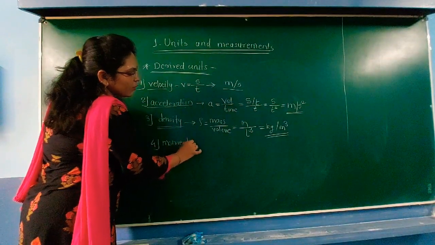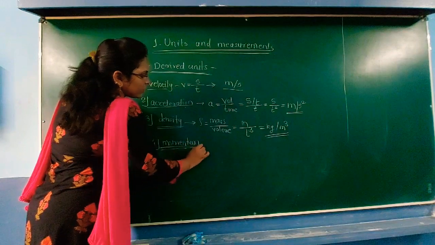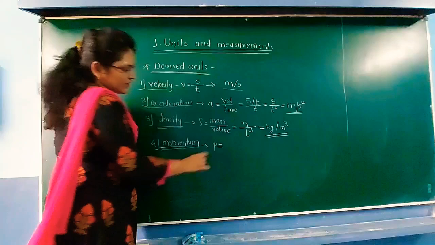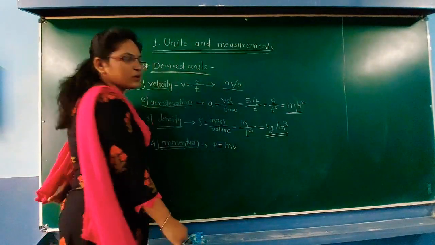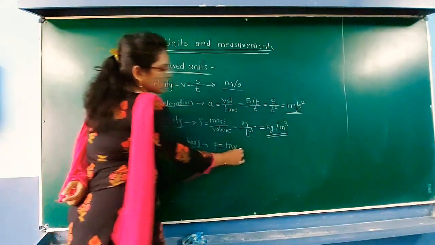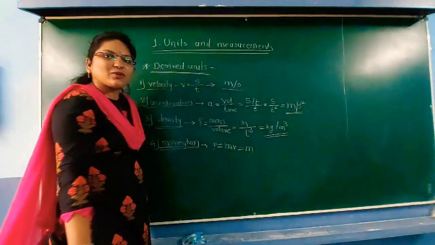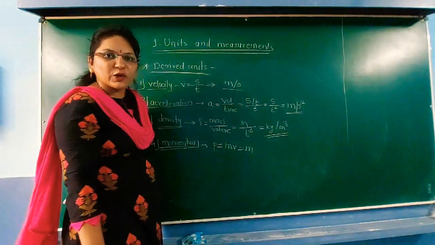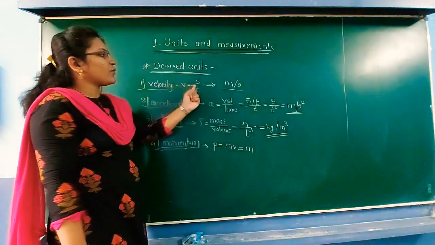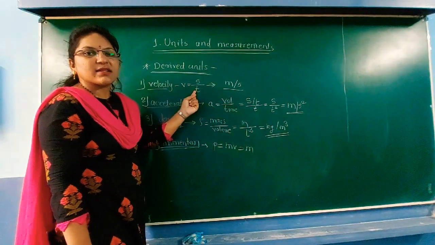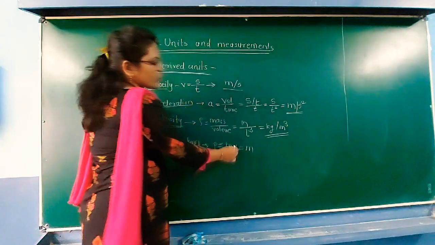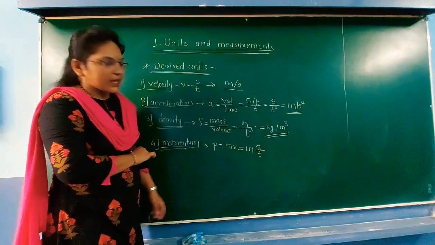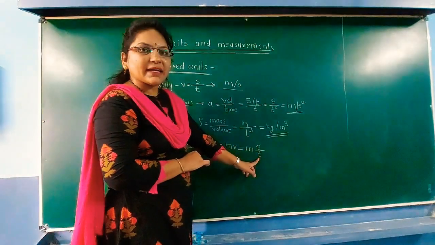Now next quantity we will see here: velocity, acceleration, density. Next is momentum. What is momentum? Symbol of momentum is P, which is equal to mass into velocity, where mass is the fundamental quantity, it remains as it is. Then V is the velocity. Velocity is having the formula S by T, that is the displacement upon time. So in place of V, you can write S upon T. Here M into S by T.